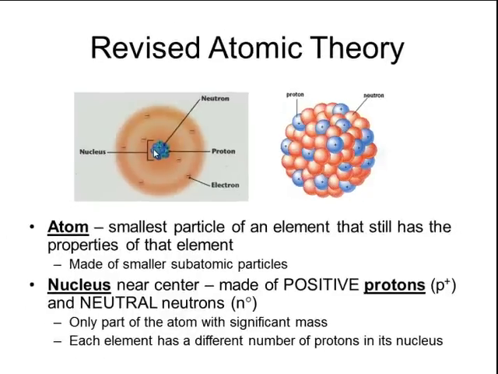What makes each atom unique is that each element on the periodic table has a different number of protons in its nucleus. For example, carbon has 6 protons in its nucleus. Oxygen has 8 protons in its nucleus. Hydrogen, as I mentioned before, only has 1 proton in its nucleus.